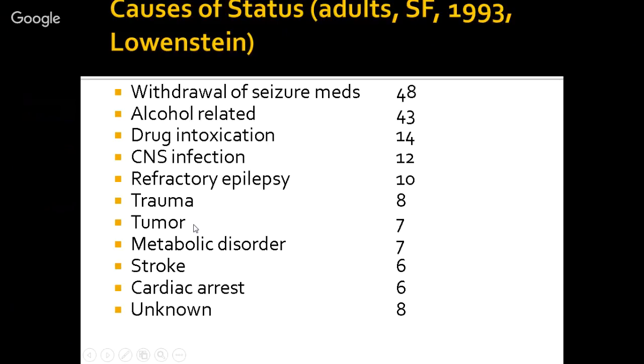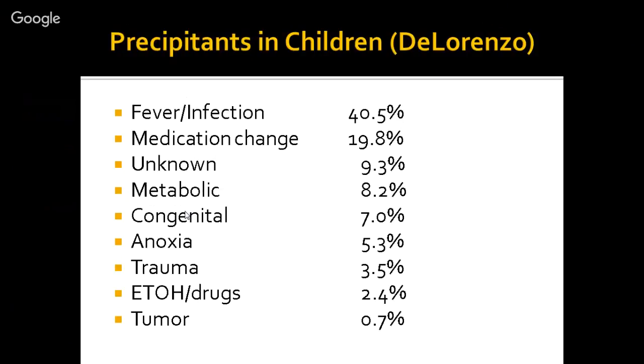Tumor, if it presents with status, is usually more focal status, but it can be generalized as well. And metabolic tends to be generalized. Stroke, probably more focal. Cardiac arrest, more generalized. It sort of depends on what the cause is doing to the brain at the time.